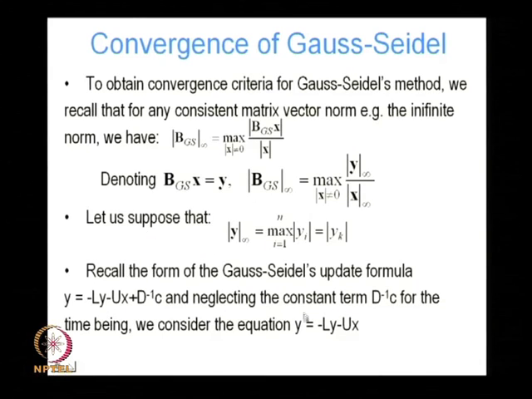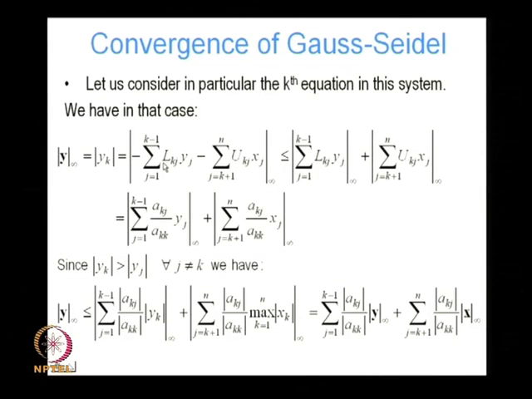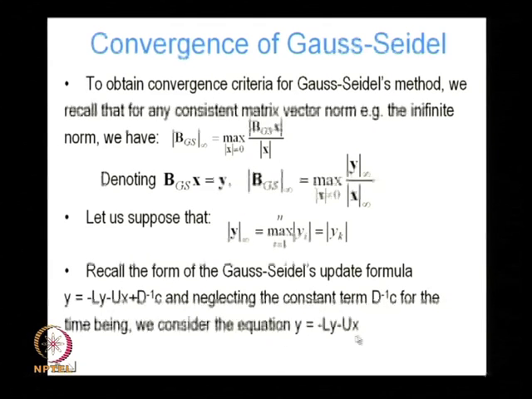So, basically we find out the kth term on both the left hand side and the right hand side, and the kth term is equal to the sum over j equal to 1 to k minus 1 of L kj y j minus U kj x j. So, this is the lower triangular part, this is the upper triangular part, and you can see this is L k and U k, because we are only considering the kth equation in this system of equations. y k is equal to the kth row of the L matrix times the y vector, minus the kth row of the U matrix times the x vector.